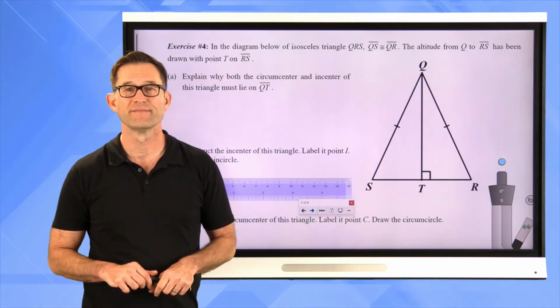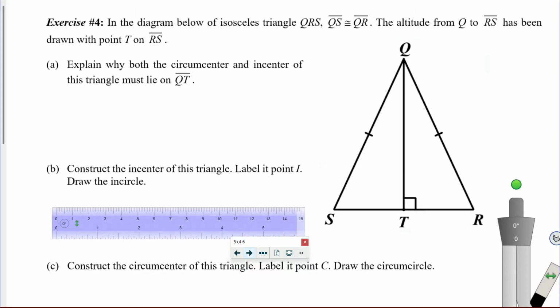Exercise number 4. In the diagram below of isosceles triangle QRS, segment QS is congruent to segment QR. The altitude from Q to RS has been drawn with point T on RS. Letter A. Explain why both the circumcenter and the incenter of this triangle must lie on QT.